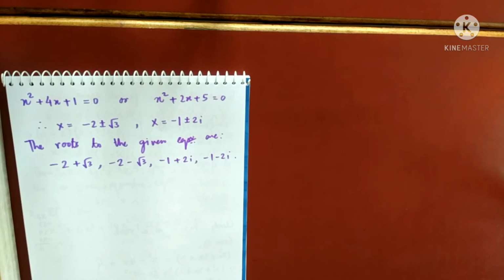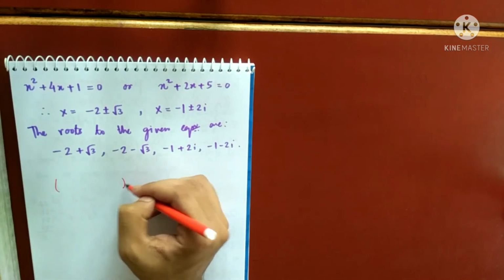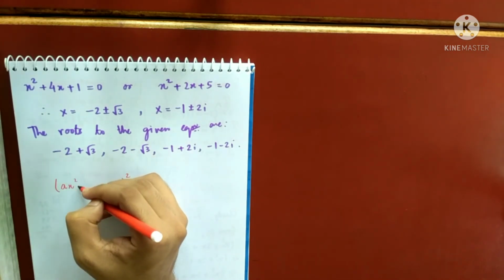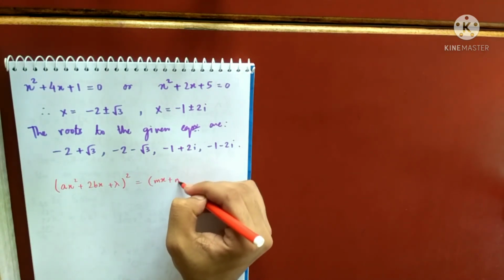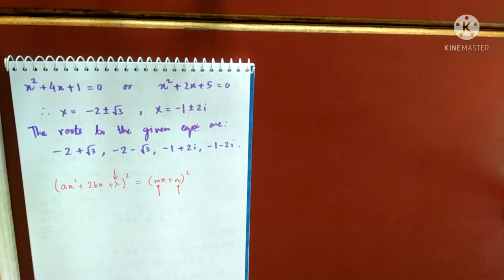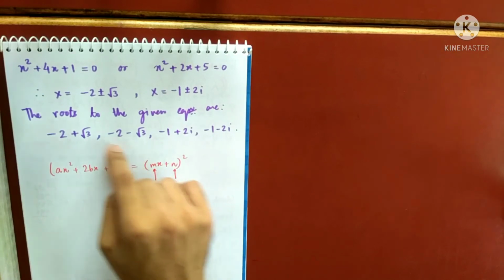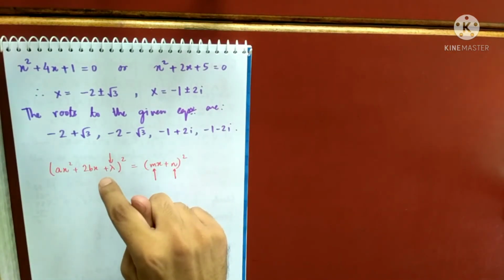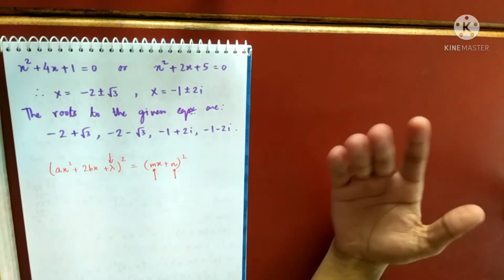So the Ferrari method is not that difficult, but if you follow your book, they have done it in a very complex manner. What they do, they already assume that the given quartic can be written in the form ax square plus 2bx plus lambda whole square equals to mx plus n whole square, and they try to find the value of lambda, m and n. So they initially assume that suppose the given quartic can be written in this manner, and then they find the values of lambda, m and n. But I find that method very difficult, so better use this process.